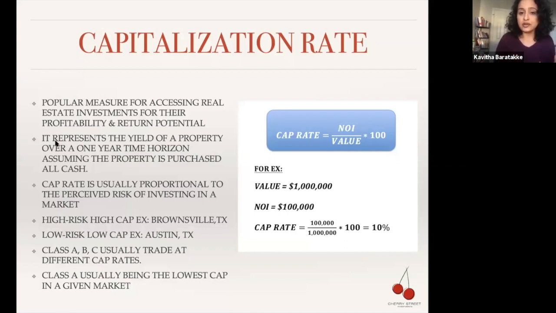So, you also want to look at, you have a purchase cap of 4, but what are the sponsors looking to push the cap to with their value add and rehab? Maybe they're buying it at a 4, but they plan to push it to a 7, where the property is generating that much more income because your NOI is going up. So you also want to keep that in mind.